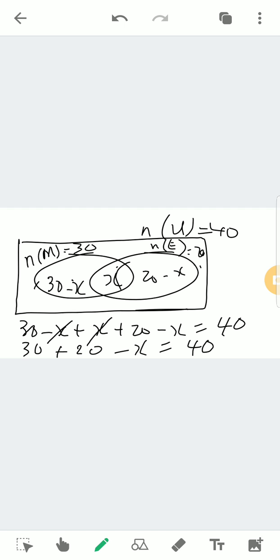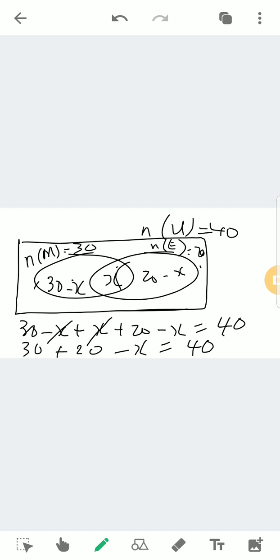So I will have an equation like this. Now we have to work to find the value of X. So we write the statement 30 minus X plus 20 minus X is equal to 40. Then after we have written it, we say minus X plus X is 0, so we cancel it. Okay?